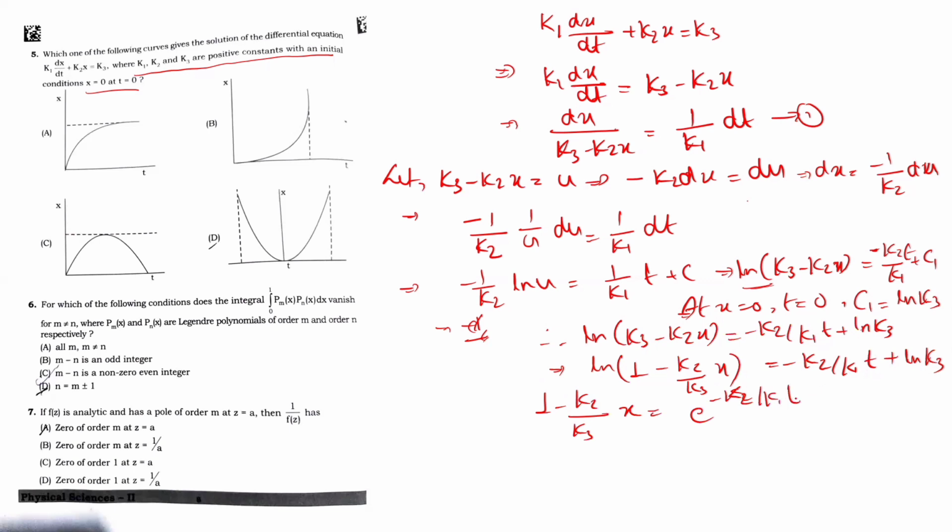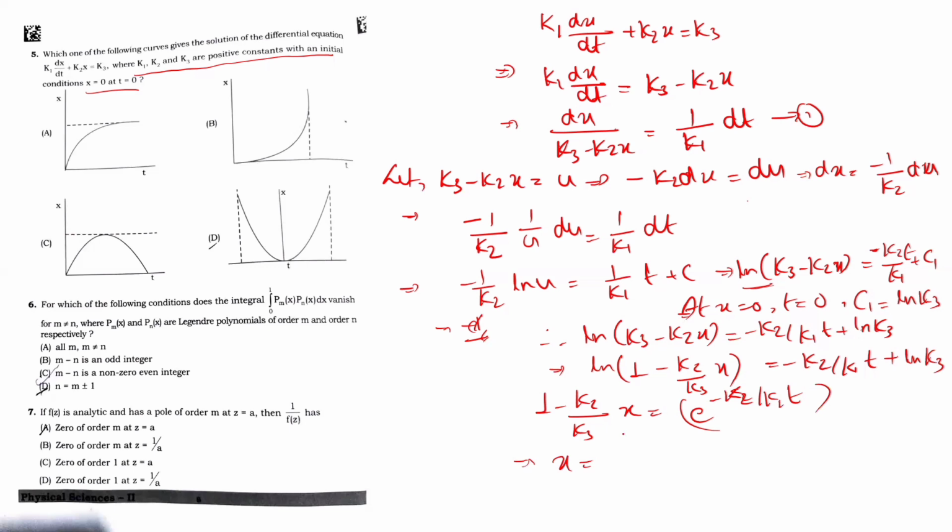So this is what? T. This is what you will write. Yes or no? E to the power, this is what? 1 minus k2 by k3 times a to the power minus k2 by k1 t. So from here, what you will write? X is equal to what? This will go to the other side, so it will be positive. So it will become what?